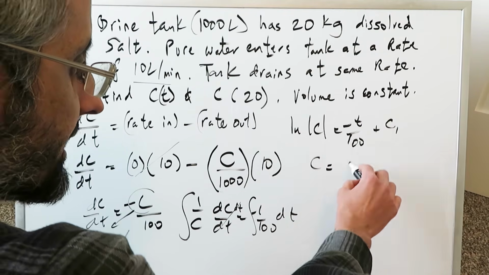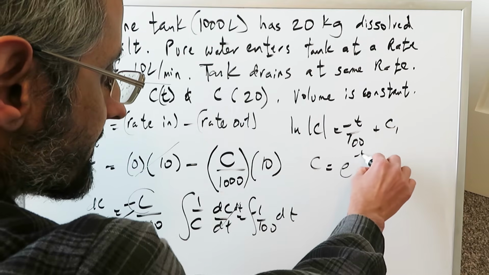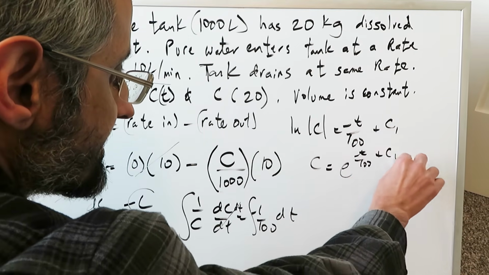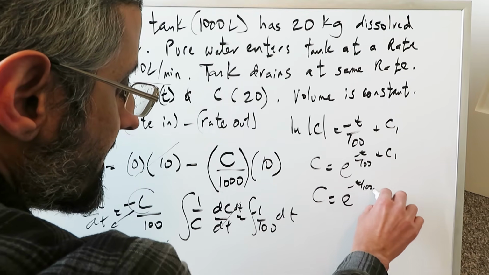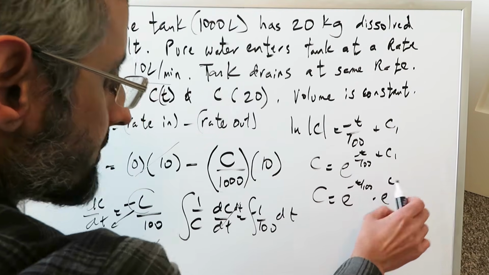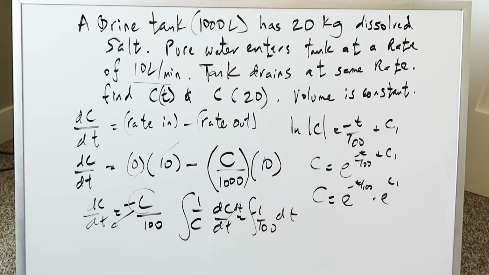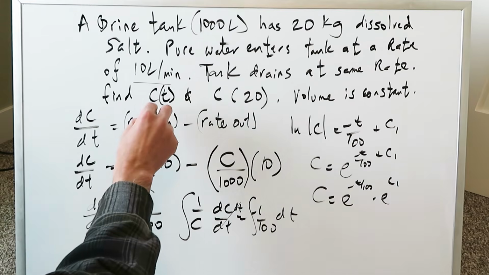C is equal to, you take the exponential of everything else, minus t over 100 plus c1. C is equal to e to the minus t over 100 times e to the power of c1. You see I've split them up using the properties of exponents. Now, how do we get to this right over here?